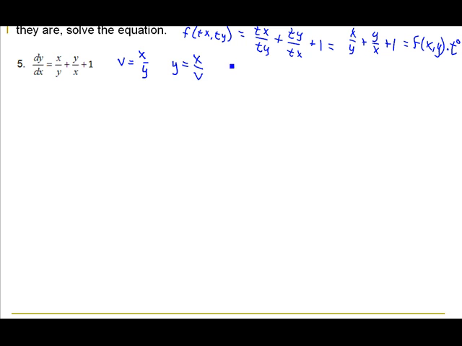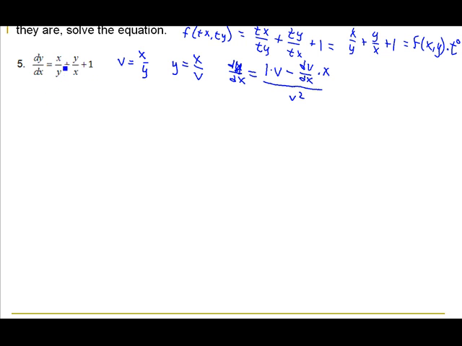And when we substitute in for dy dx, here we use the quotient rule. The derivative of the numerator, derivative of x with respect to x is 1, times v, minus the derivative of the denominator, that's going to be dv dx, times x, divided by the denominator squared, divided by v squared.